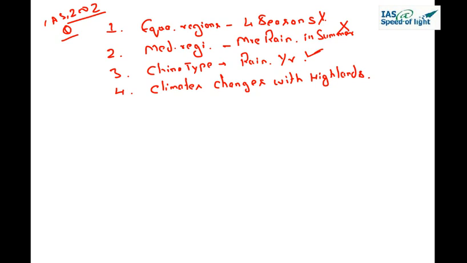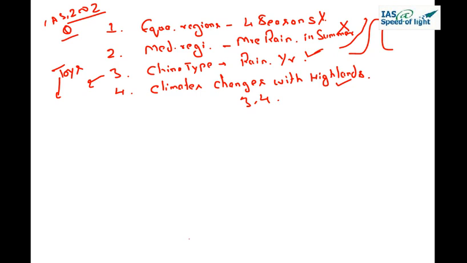China type, again, how can you remember this? What is China famous for? China-made toys which come very cheap. So imagine you have kept your toys outside your home in the rain, and that is in the rain throughout the year. So that is how you can relate it. So China type rainfall throughout the year, and climate changes with highlands, this is very obvious. With the lowland and the highland, we are going to have a change in climate. So this is right. So 3 and 4 are right. Again, a very straightforward question and nothing can be easier than this.